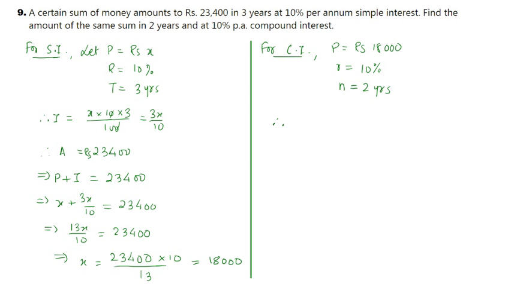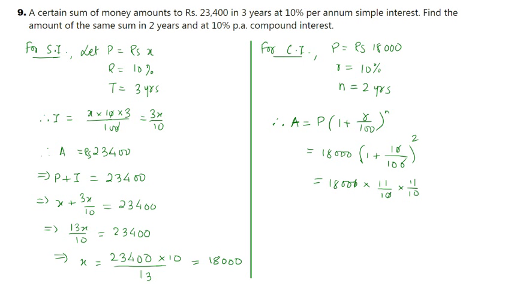So the amount, using the formula P into 1 plus R by 100 whole to the power n, becomes: P is 18,000, 1 plus rate 10 by 100 whole to the power n, that is 2. So we have 18,000 into, when you simplify this, 11 by 10 whole square. 11 by 10 whole square means 11 by 10 into 11 by 10. So the zeros get cancelled. So you have 180 into 11 into 11. So it turns out to be rupees 21,780. So this will be your answer for this particular case.